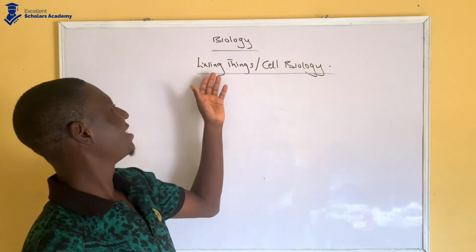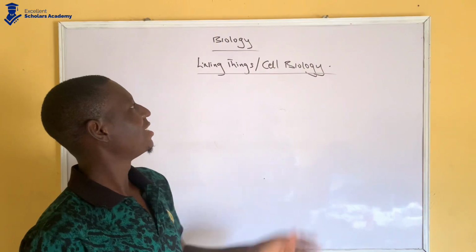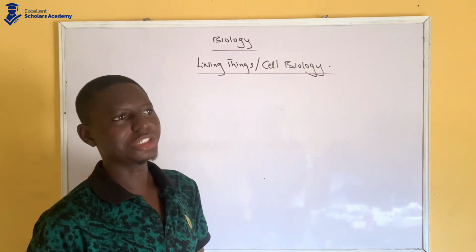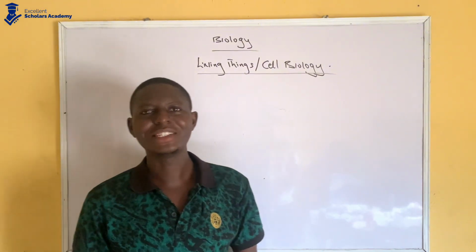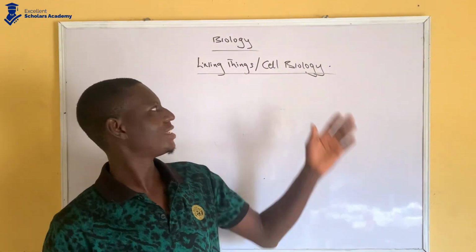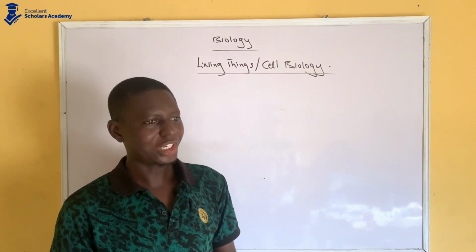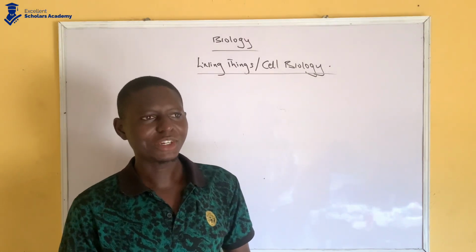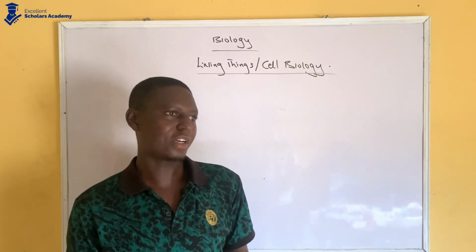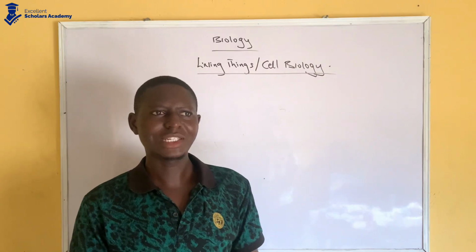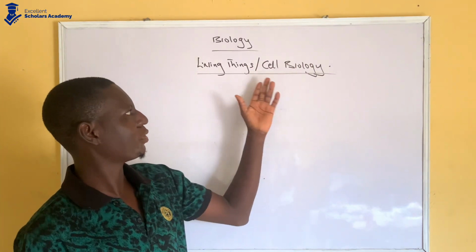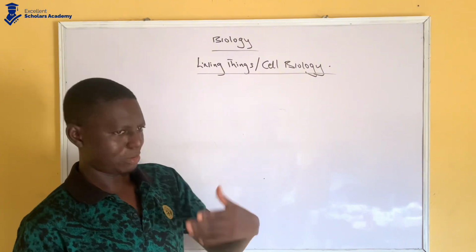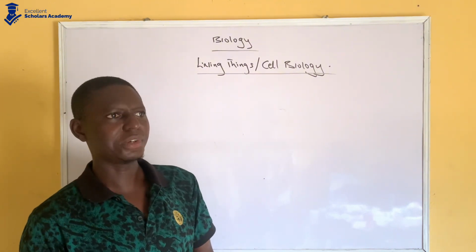Okay, today we'll be treating living things, slash cell biology. Now we all know living things are things that have life in them, and the cell is the basic unit of life. When we say basic unit of life, we mean the foundation. Without foundation, no house can exist. So let's take a few questions. More are yet to come, but let's treat these few for now.